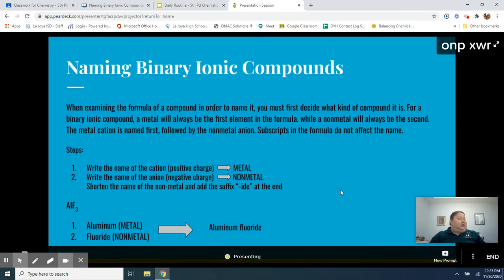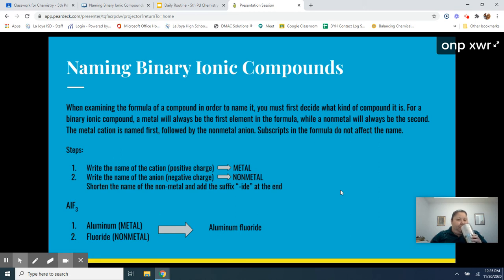All right, so now we're going to talk about actually naming these compounds. When examining the formula of a compound, in order to name it, you must first decide what kind of compound it is. For binary ionic compounds, a metal will always be the first element in the formula, while a non-metal will always be the second. The metal cation is named first, followed by the non-metal anion. Subscripts in the formula do not affect the name.